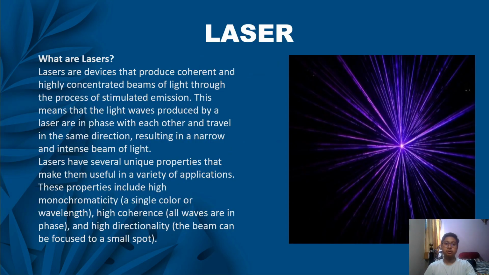So let's first talk about what is laser. A laser is a device that emits light through a process of optical amplification based on the stimulated emission of electromagnetic radiation. It differs from the other sources of light because it emits light that is coherent. Coherence allows a laser to be focused to a tight spot, enabling applications such as laser cutting and lithography.